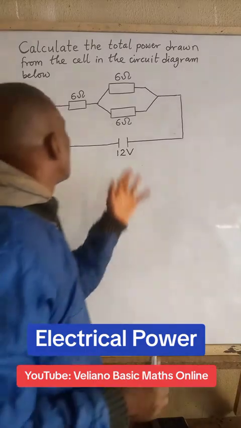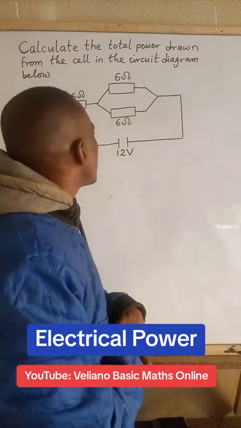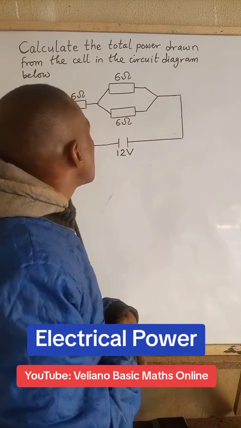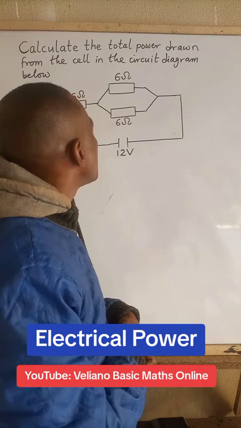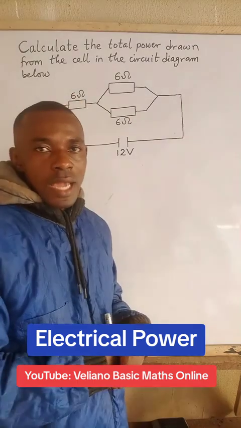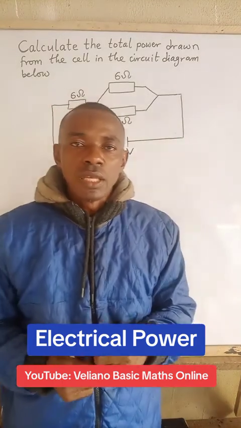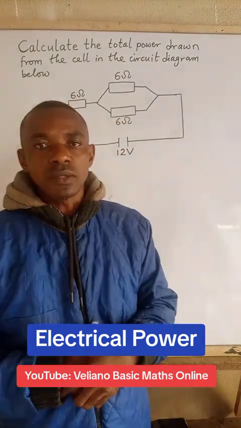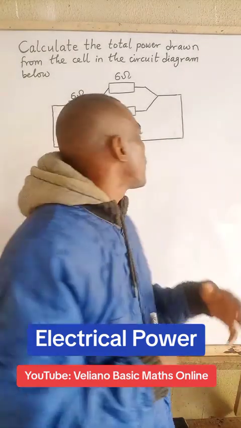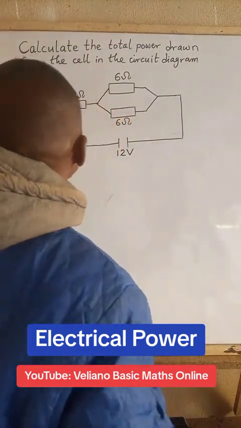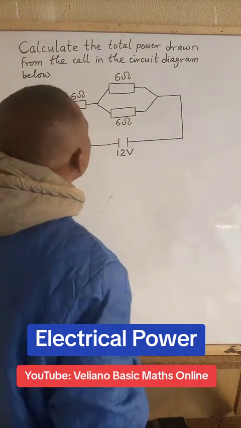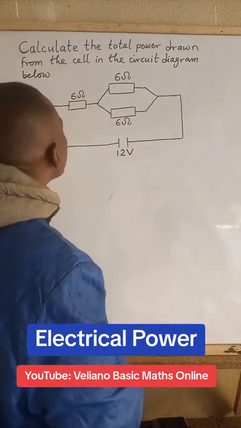Quick one. Let's quickly attend to this question. This question is an extract from the topic electrical power. Electrical power simply means the energy liberated per second in a device. Now, this is a device, and we are asked to calculate the total power drawn from the cell.